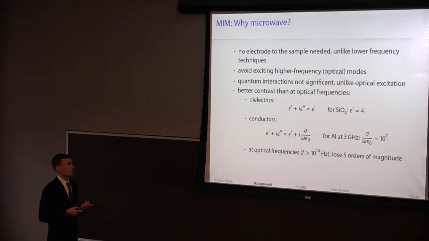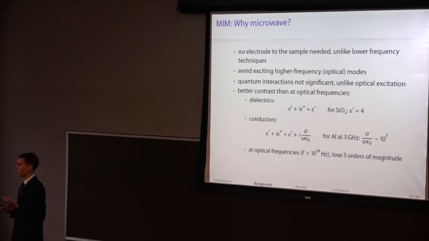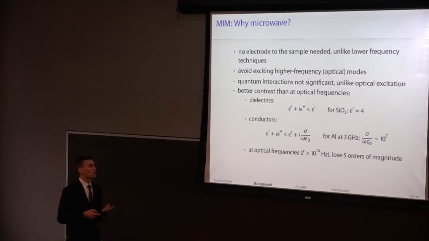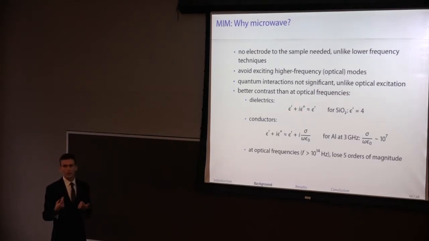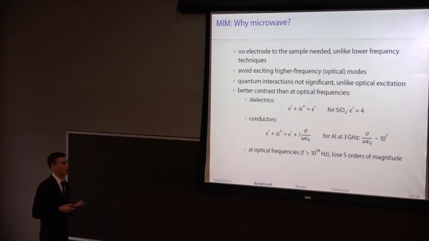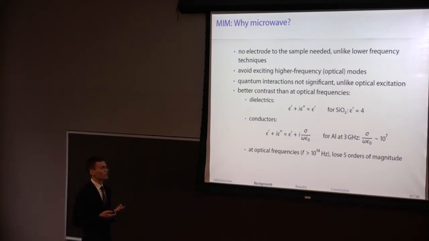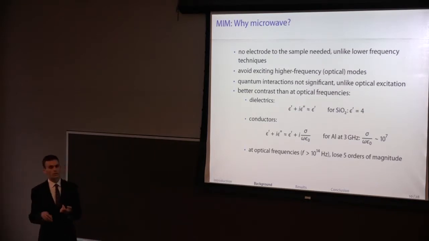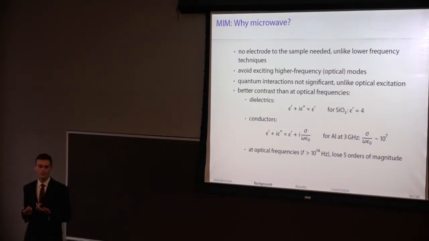Furthermore, we actually get better contrast in those electrical properties in the microwave range than we do in the optical range. So for materials, you generally divide the permittivity, which is part of what we're measuring, into a real and imaginary part, where the imaginary part represents the losses in the system. So for dielectrics, we discard the losses. For a well-known dielectric like silicon oxide, the permittivity is about 4.